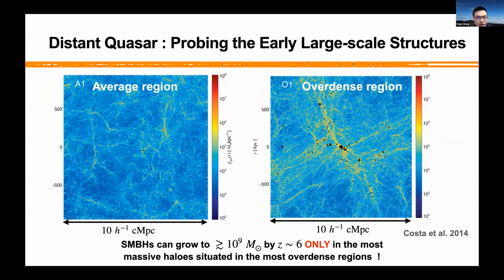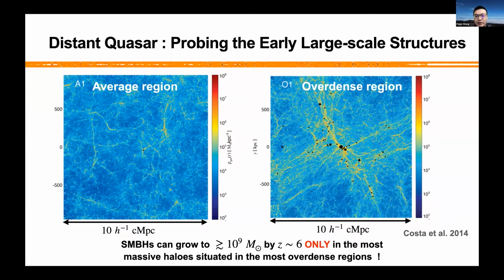So this simulation suggests that a supermassive black hole can grow to 10^9 solar masses by redshift 6 only in the most massive halos, without invoking any super-Eddington accretion, and those massive halos are situated in the most overdense regions. So by studying those earliest billion solar mass black holes, we could study the earliest large-scale structure, the earliest overdensity of the universe.